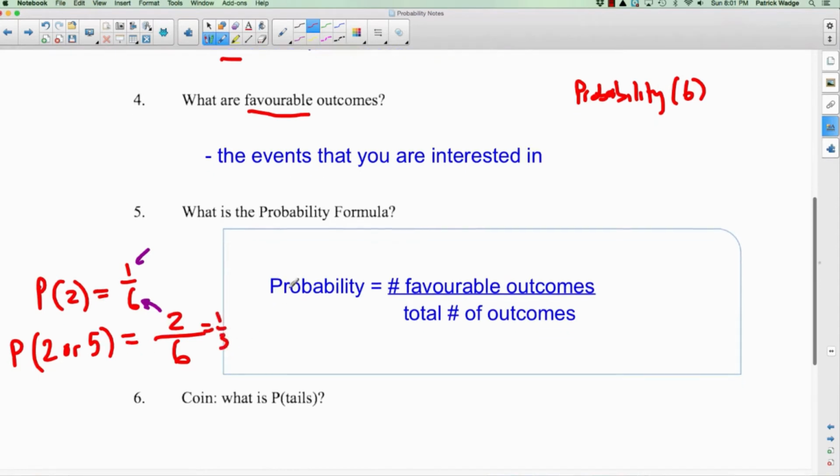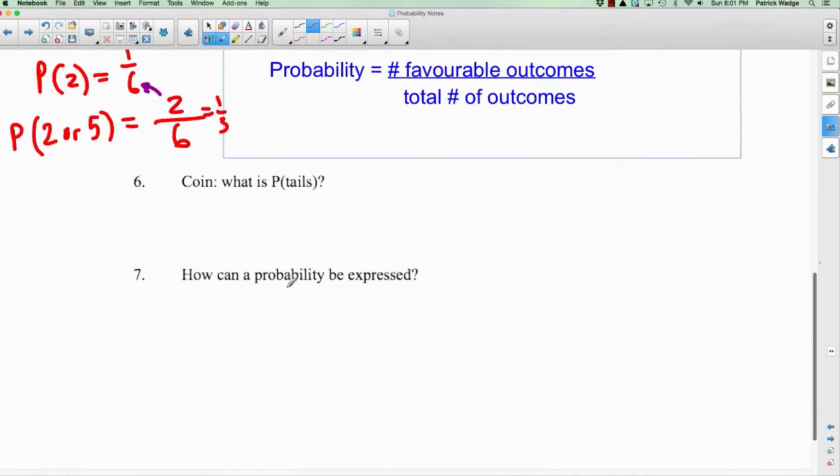Okay? Once you see a bunch of these, if you haven't figured it out yet, you'll get it when we do a few more of these. Okay, so coins. We're often talking about dice, coins, spinners, cards. Those are the main things we're talking about when we talk about probability in grade 8.